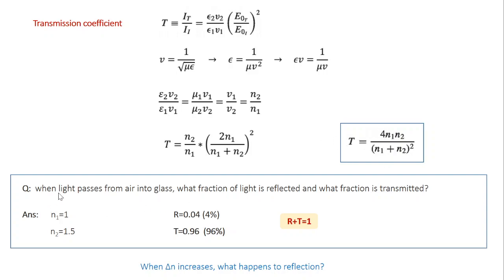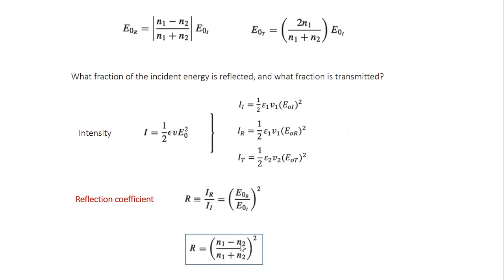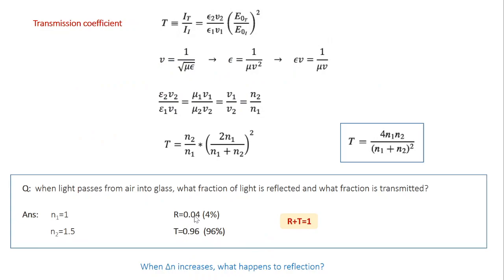Let's make a quick calculation. When light passes from air to glass, what fraction of light is reflected and what fraction is transmitted? Okay. So medium 1 is air, its refractive index equal to 1. Medium 2 is glass, its refractive index equal to 1.5. So you can substitute these values in the equation. So in R you write ((1 minus 1.5) divided by (1 plus 1.5)) whole square. This is equal to 0.04 or in terms of percentage this is 4%. So only 4% of light is reflected back into the air medium.